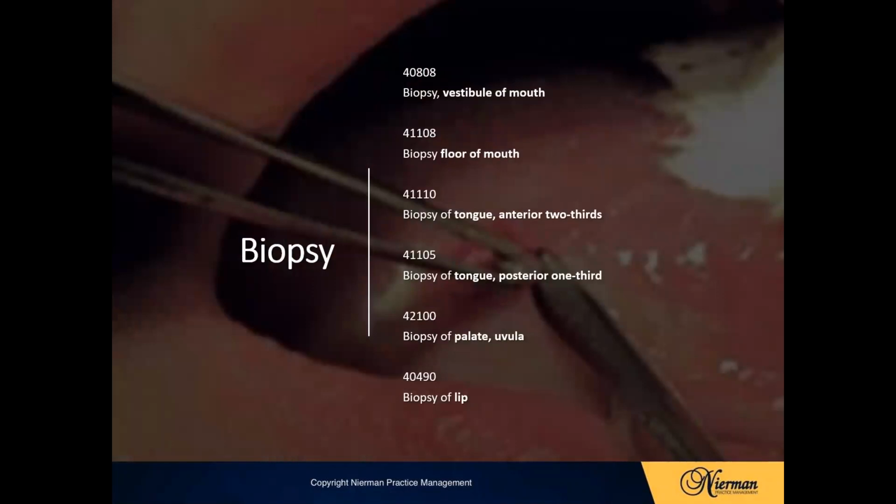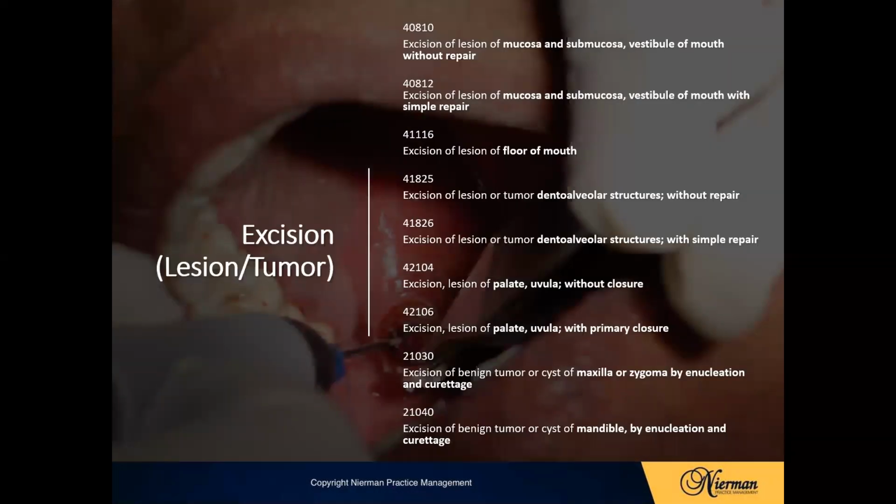So once you have that neoplasm and you're doing a biopsy, we've got your CPT codes. Again, it's going to be based on where the biopsy was performed. Okay. Anytime you do an excision, that's something typically considered by medical. There are many excision codes for the dental alveolar structures as well.